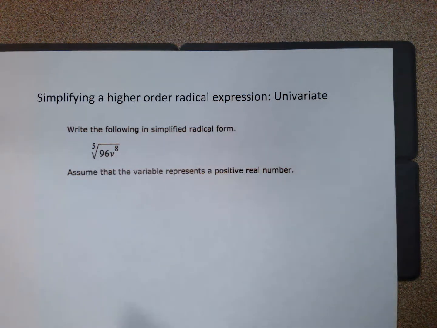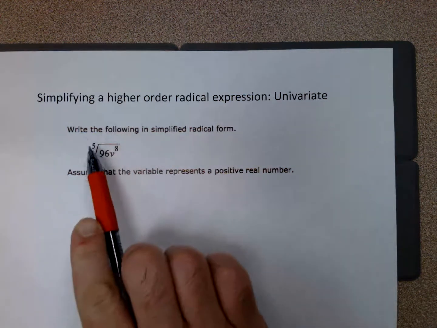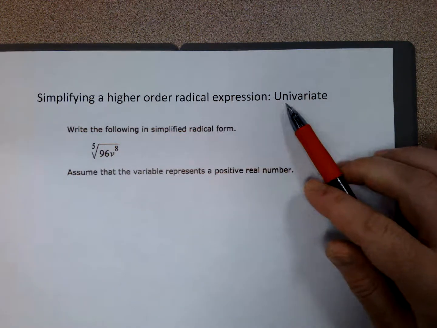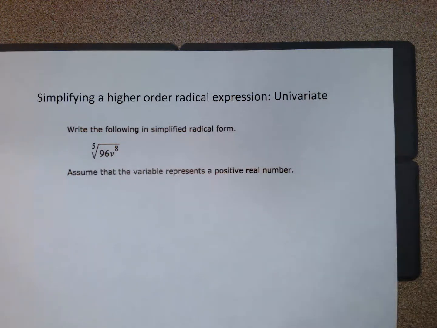Today we're going to be looking at the ALEX topic, simplifying a higher order radical expression, univariate. A couple things to clarify before we jump in here. Higher order just means we're not going to be doing square roots anymore. We're going to have an index that is greater than 2. And univariate just means we're using a single variable, as opposed to multivariate, which means we're using more than one.